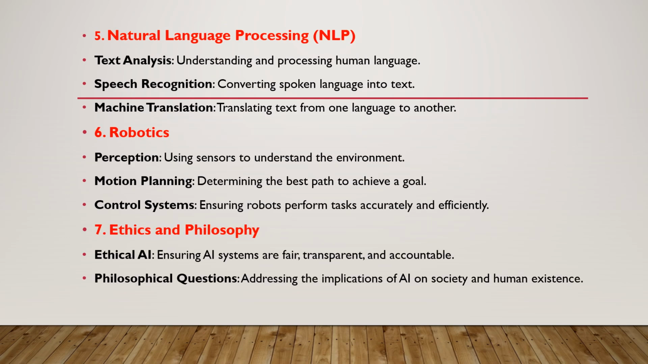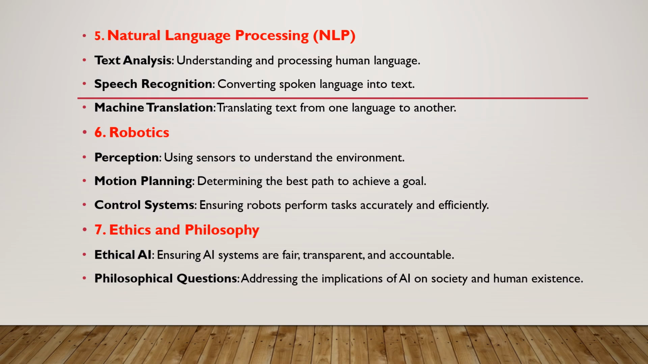Then another thing is natural language processing, also one important part of AI. Its short form is NLP. Many research efforts have been going on in the last 10 years in NLP. What it does is text analysis and speech recognition. Text analysis means understanding and processing human language. In the ChatGPT prompt, we type some questions, then the question is understood by the machine, which gives a proper result. That is called text analysis.